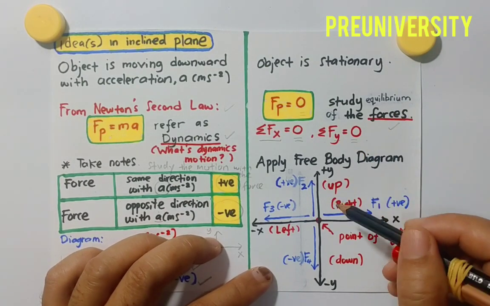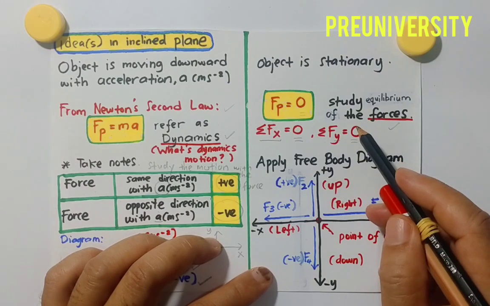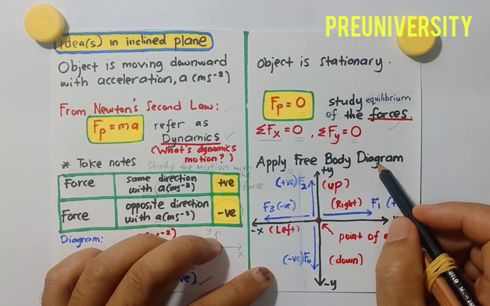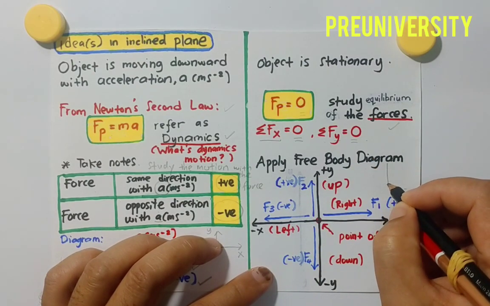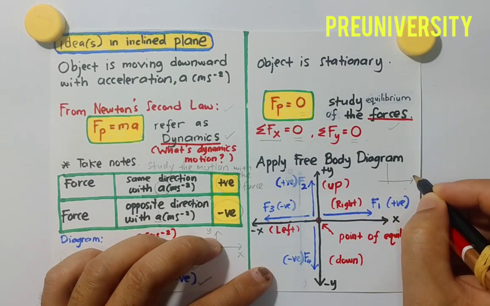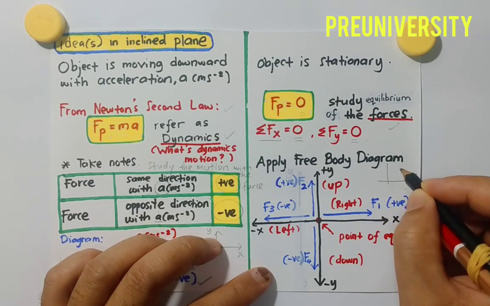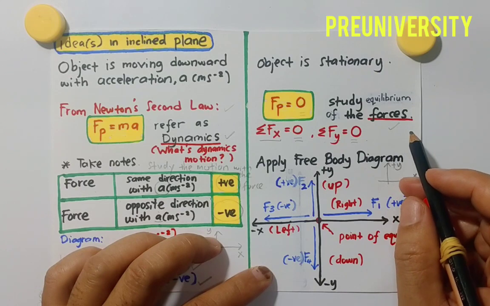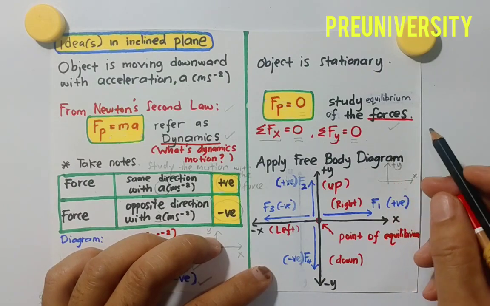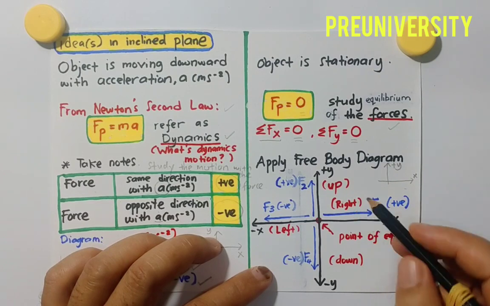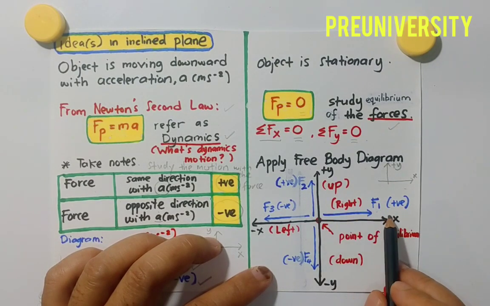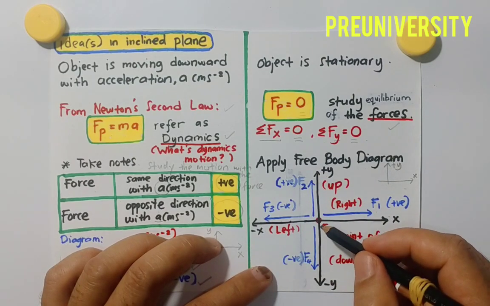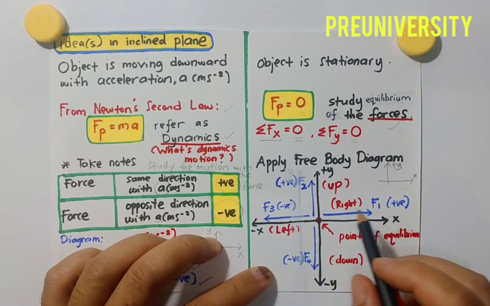For the equilibrium of forces, we normally use the free body diagram. In our free body diagram, we apply positive x to here, and here is the direction of positive y. For the forces, for example, we have force F1. F1 is to the right, F2 is up, F3 is to the left, and F4 is downward.